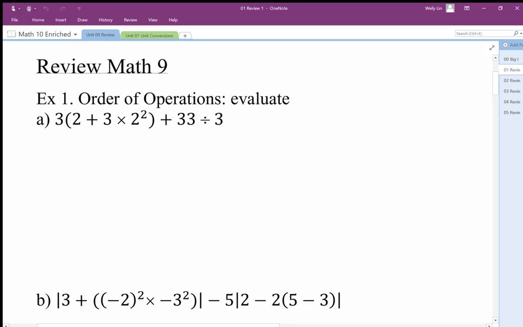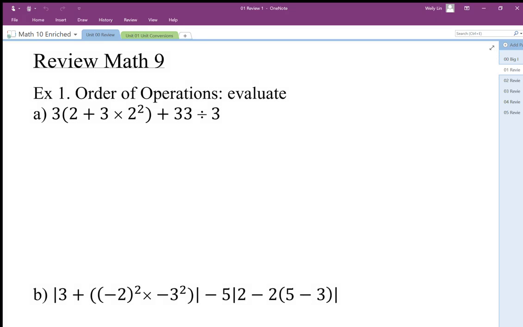Of order of operations, we need to think of BEDMAS. So we want to do brackets, exponents, division, multiplication, addition, subtraction. Remember that division and multiplication are equivalent to each other, so they are just inverses, so it doesn't matter which order those are done in. And the same with addition and subtraction, they are inverses of each other, so it doesn't matter which order those are done in.